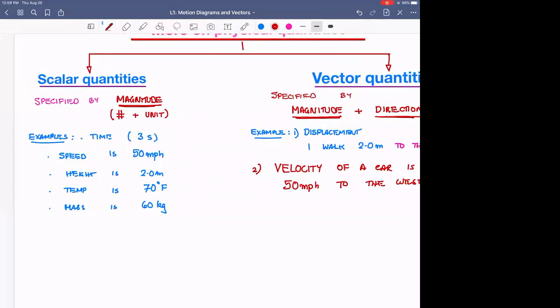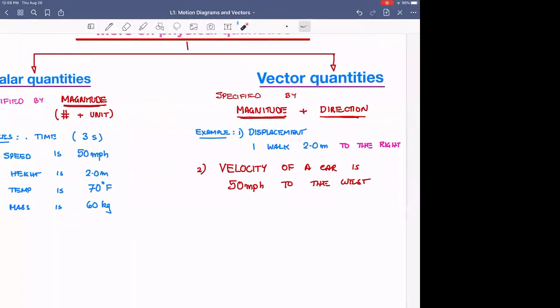When I talked about speed, I said speed is a scalar quantity. In ordinary usage, we use the words speed and velocity interchangeably. But in physics, speed is a scalar quantity. When I talk about the speed of an object, I just tell you what its speed is. When I talk about velocity, it has two parts. I'm telling you the speed of an object, but I also need to specify the direction in which it is moving. Here I'm saying it's moving to the west. That tells you I'm specifying the velocity.